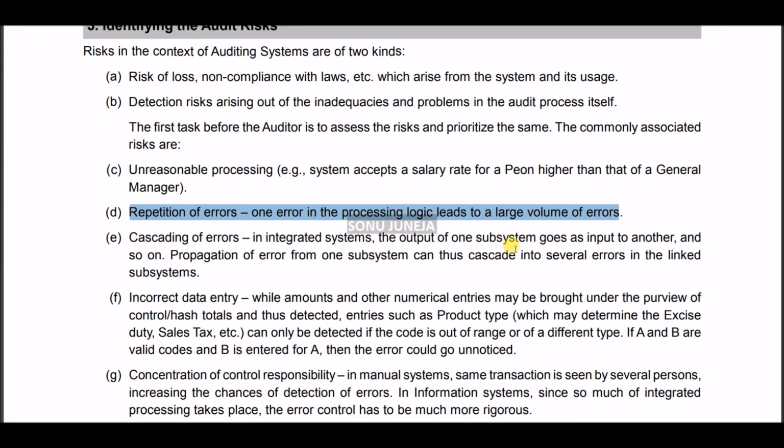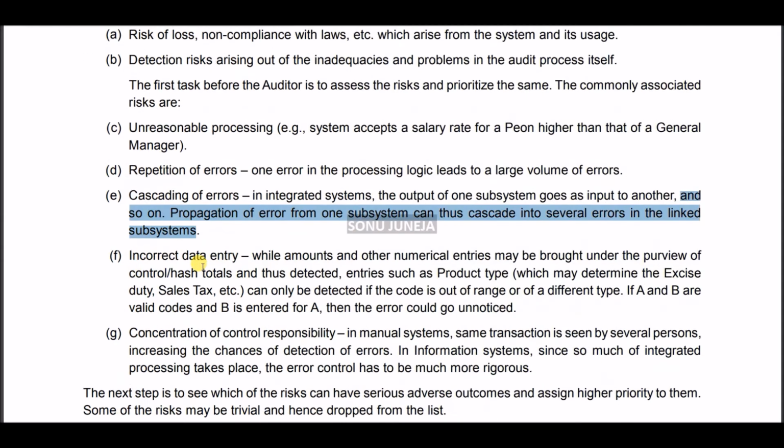So एक गलती और सारे डेटा को खराब कर सकती है. Cascading, double effect errors. In the integrated system, the output of one system goes to the input of another, and so on. So propagation of error from one system can thus cascade into several errors linked in the subsystem. It has to be looked into.